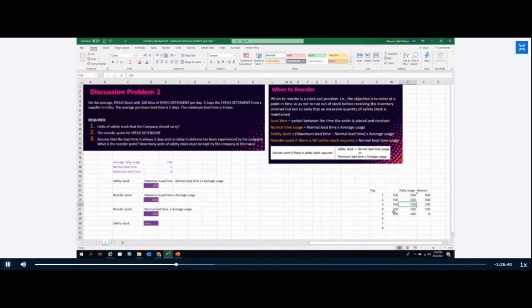Pagdating ngayon ng day 5, meron ka na lang 100 kilos, 'no. Etong si Casey bumibili sa'yo. O so, tandaan class, day 5 meron ka na lang 100 kilos of speed detergent, si Casey bumibili sa'yo. Ang tanong, pagbebentahan mo ba si Casey? Yes or no? Of course, the answer is yes, no? So, pag binenta na natin yung last 100 kilos na speed detergent, day 5, so wala nang stock.